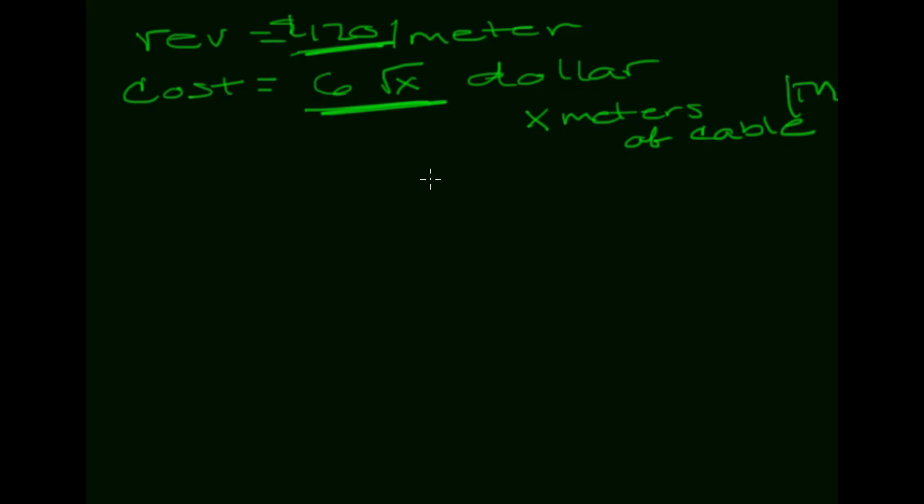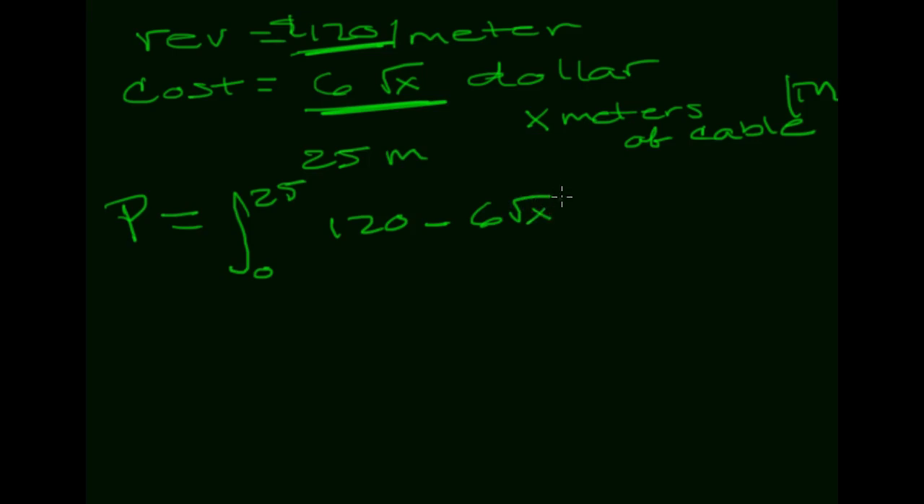This is the rate of my revenue, and this is all per meter. So what am I going to do? Well, I want to maximize my profit, or I want to know what my profit is. So what is my profit when I'm selling, let's say, 25 meters of cable? This is going to be the integral from 0 to 25 of my revenue, 120 per meter, minus 6 radical x per meter sold at that given meter.